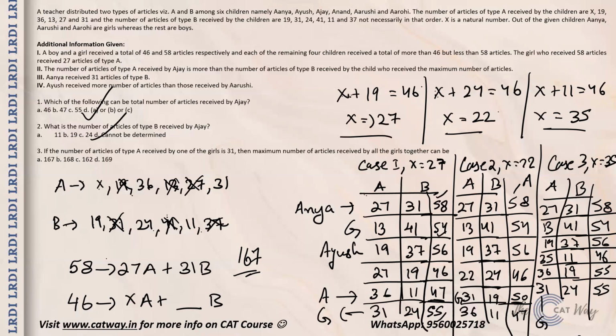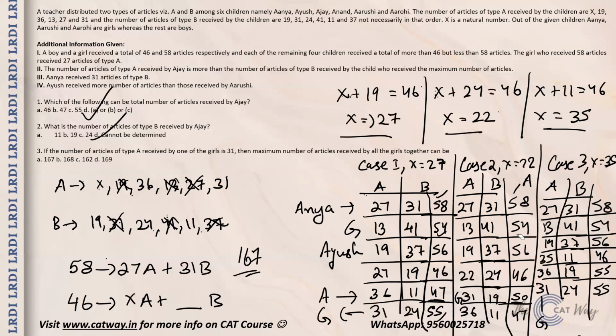Arushi. So if this girl is Arushi, then in that case Ayush needs to receive more than that. So Ayush could be 54 or 56, anything. Now, if Ayush is 54, then only we will be able to maximize the girls because two girls are fixed. And if Ayush has to be more, it has to be 54 because we need to give 56 to the third girl.